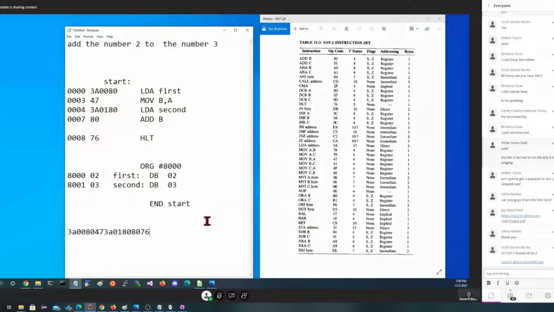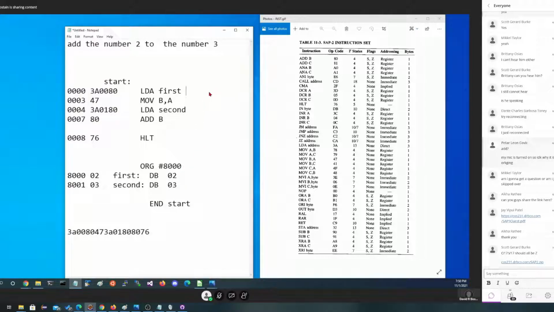Now, a second way, let's encode our thing. Let's say that somebody said to us, your program takes too long to execute. How would we figure out how long it takes? Any idea for that? Scott, what do you think? Count the number of T states.